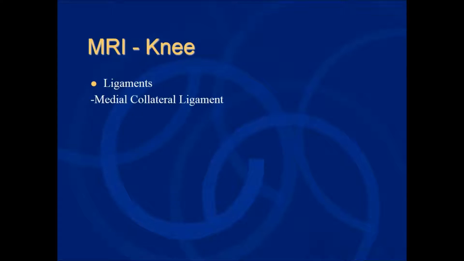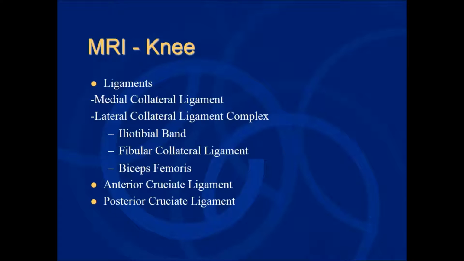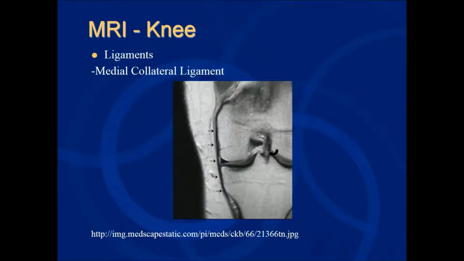Starting with ligaments. On the medial side, the main supporting ligament is the medial collateral ligament. On the lateral side, we have the lateral collateral ligament complex, made up of the iliotibial band, the fibular collateral ligament, and the biceps femoris primarily. The stabilizing ligaments in the anterior and posterior dimension are the anterior cruciate ligament and the posterior cruciate ligament.